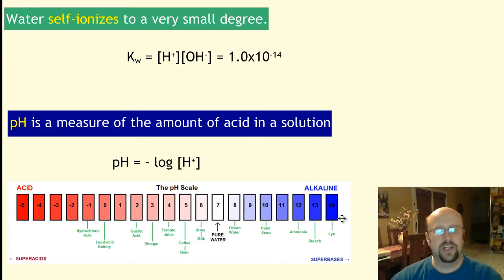Anything above 7 is going to be alkaline, and that's going to matter to us because things work out differently chemically if the solution is acidic or if it's basic. That has a lot to do with the chemistry of that particular situation. We'll talk a lot about a lot of those cases as we go through this stuff throughout the year.